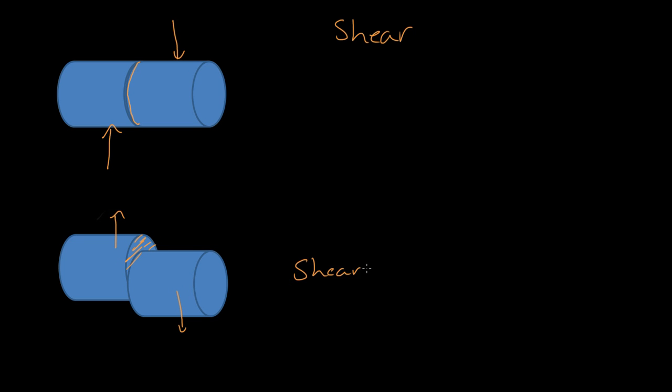It's where something wants to just slide right past each other. So like if you put your hands together and you rubbed them back and forth, that would be shearing, kind of. Maybe not the best term, but that's kind of the general idea of shearing.